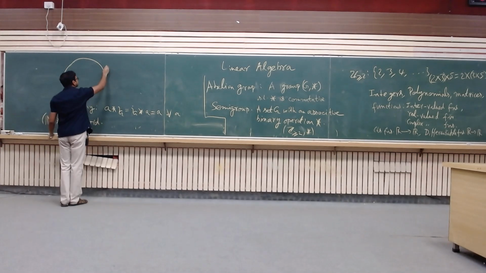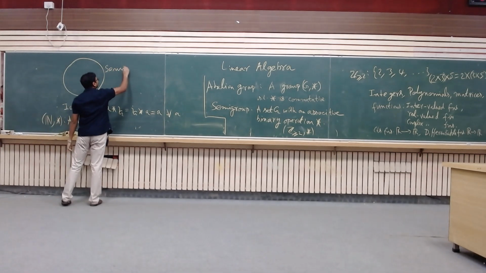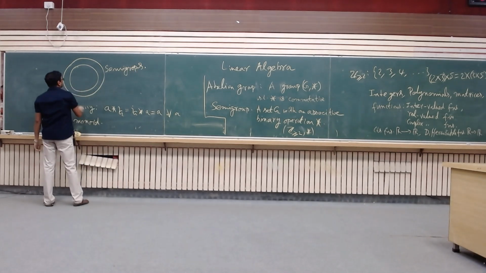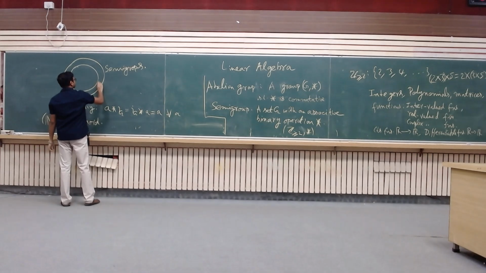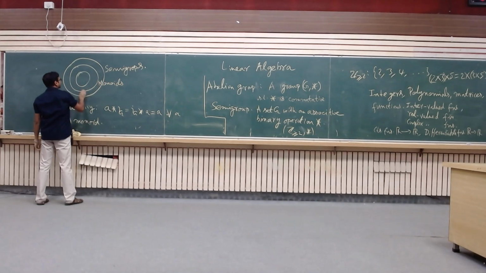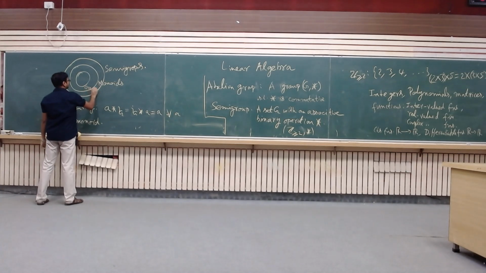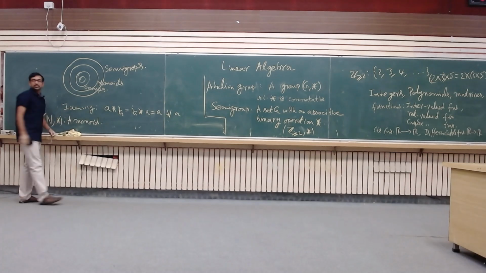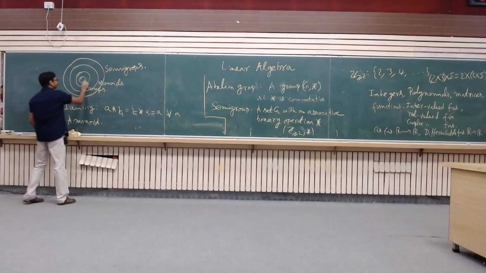So suppose this is a set of semigroups, and then there sits inside the set of monoids, and inside that sits the set of groups. Okay. And even inside that sits abelian groups. Okay.